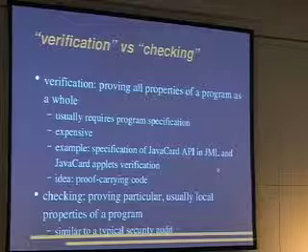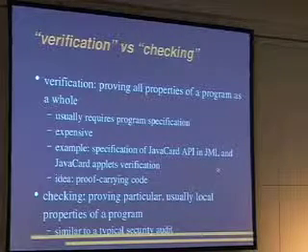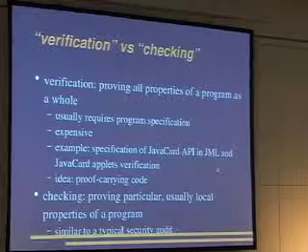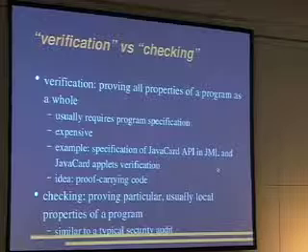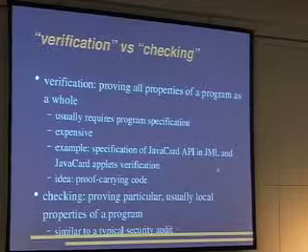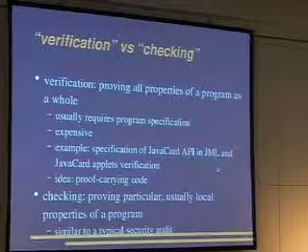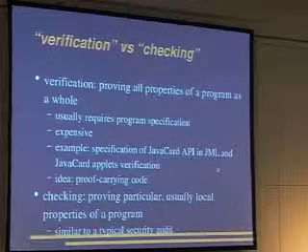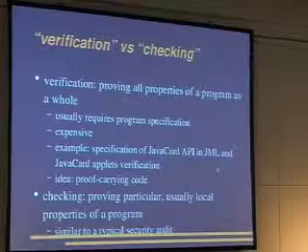Okay, and another approach is checking. Checking is quite a common word, but in this context it has a very precise meaning. Checking means proving particular, usually local, properties of a program. So we're not very interested in the behavior of a program as a whole, but we just want to figure out some very local properties of a program. And it's very similar to a typical security audit.